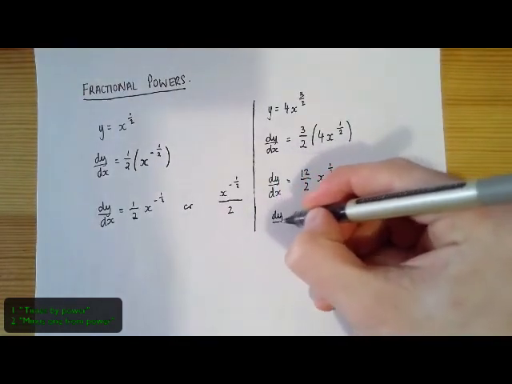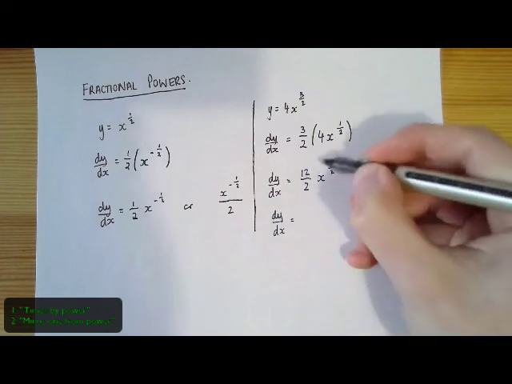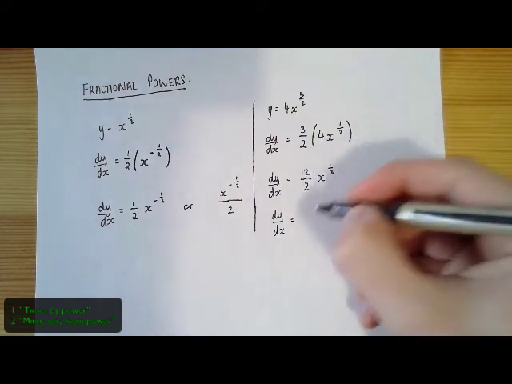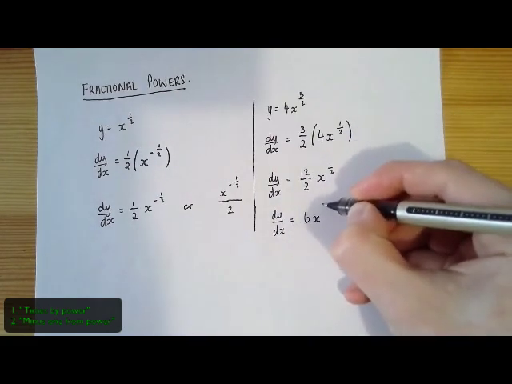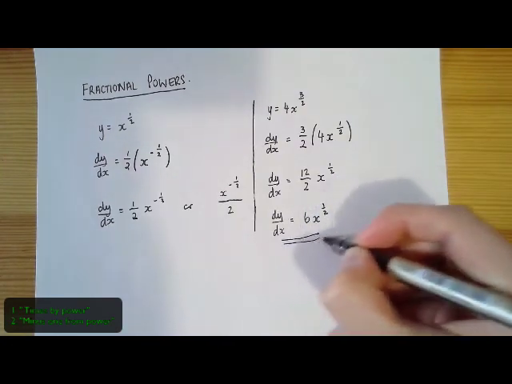Can dy on dx be any simpler? Well, yes, 12 divided by 2 is 6, and then x to the half. And that is our answer. So hopefully now you can do basic differentiation.